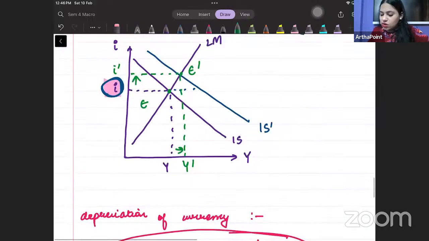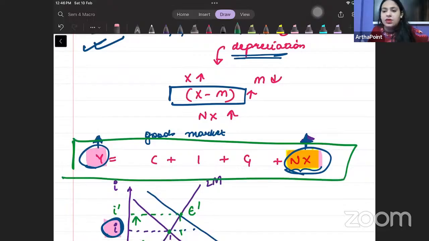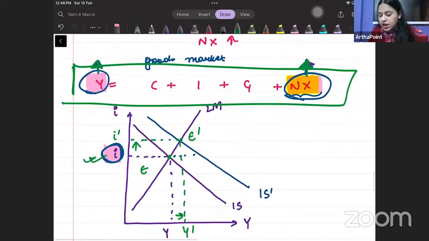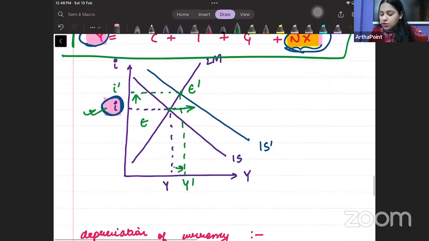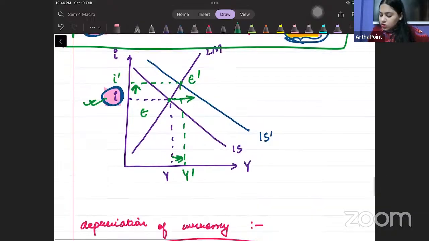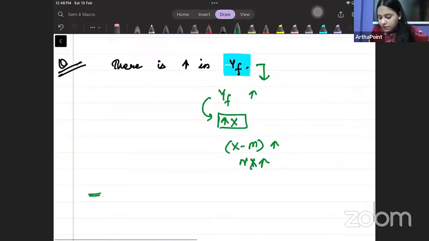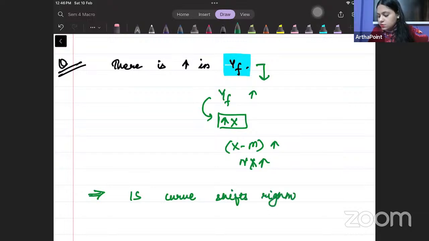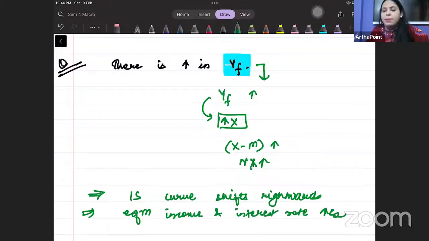तो net export increase होंगे, then we have already shown what will happen. When net exports increase, income will increase, interest rate hasn't changed, the IS curve will shift to the right and equilibrium income and interest rate will increase. तो इसमें भी हम बोल सकते हैं that when foreign income increases, the IS curve shifts rightwards and therefore equilibrium income and interest rate increase. बेटा दोनों इक्विलिब्रियम इनकम और इंटरेस्ट रेट इंक्रीज हो जाएंगे.